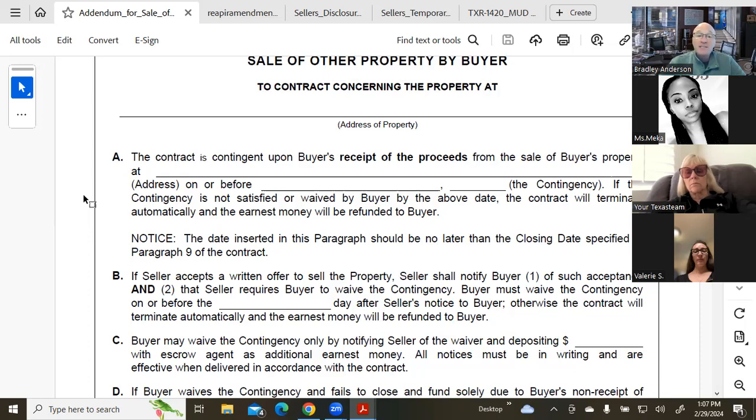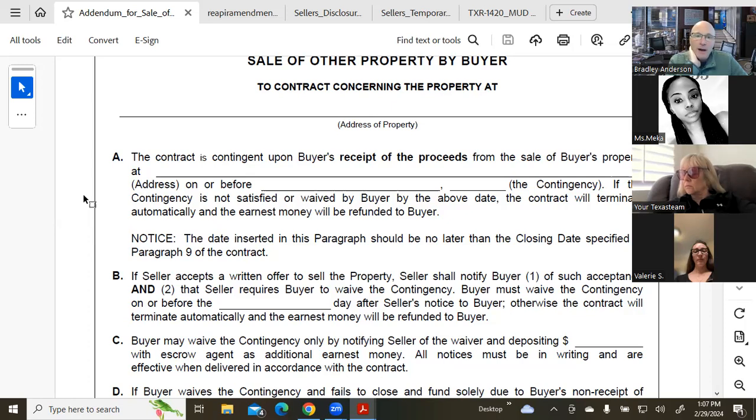If the contingency is not satisfied, in other words, if they don't sell that home by the date that you put in this paragraph, or it's not waived by the buyer by the above date, the contract will terminate and the earnest money will be refunded to the buyer. So a couple of things here.